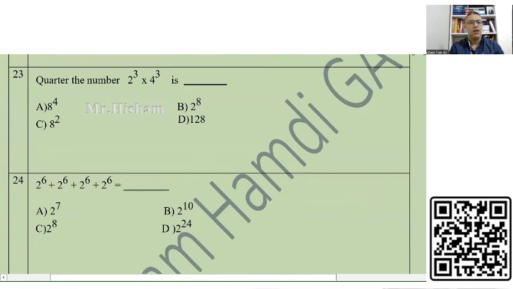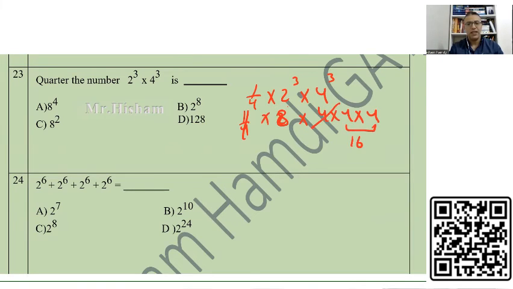Question 23. A quarter of the number 2 power 3 times 4 power 3. A quarter is 1 over 4. 4 power 3 is 4 by 4 by 4, and 2 power 3 is 8. And here is 1 over 4. By canceling one of the 4s, 4 by 4 is 16, and 8. So it's 8 multiplied by 16. 8 by 6 is 48, write 8 and carry 4. 8 by 1 is 8, plus 4 is 12, so 128. So the right answer is D, and it's not a power of 2 at all or a power of 8 at all.